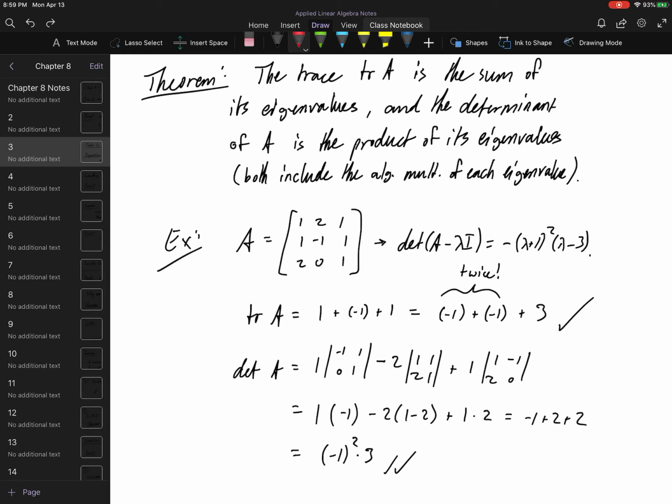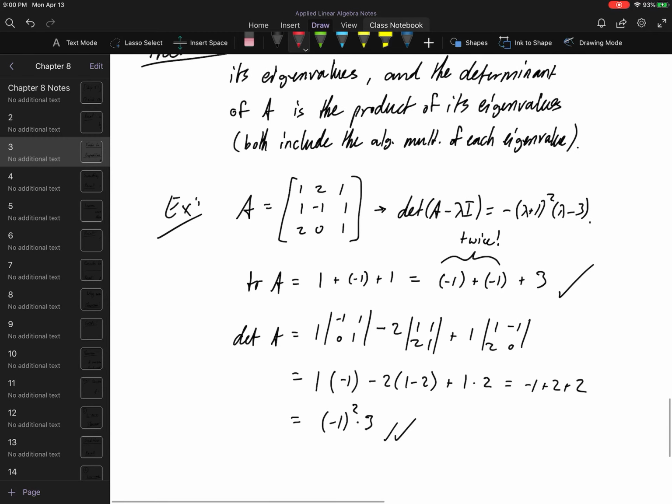And the same thing goes for the determinant. I can compute the determinant of A by a cofactor expansion. That would be this line here. I compute that determinant very quickly, and I find that it should be equal to negative 1 plus 2 plus 2. So I get a 3, which is the same thing as multiplying the eigenvalues with multiplicity all together. So I wind up with negative 1 squared times 3, which, sure enough, is the constant portion of the characteristic polynomial. Weird, but true.